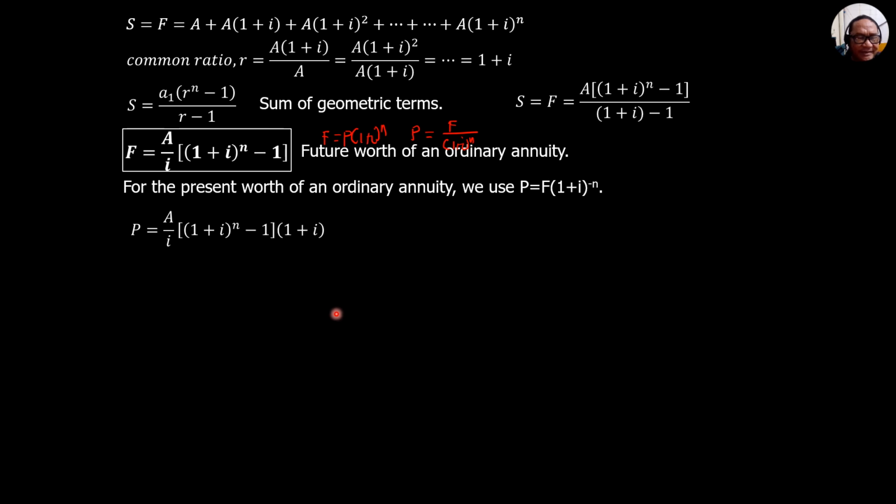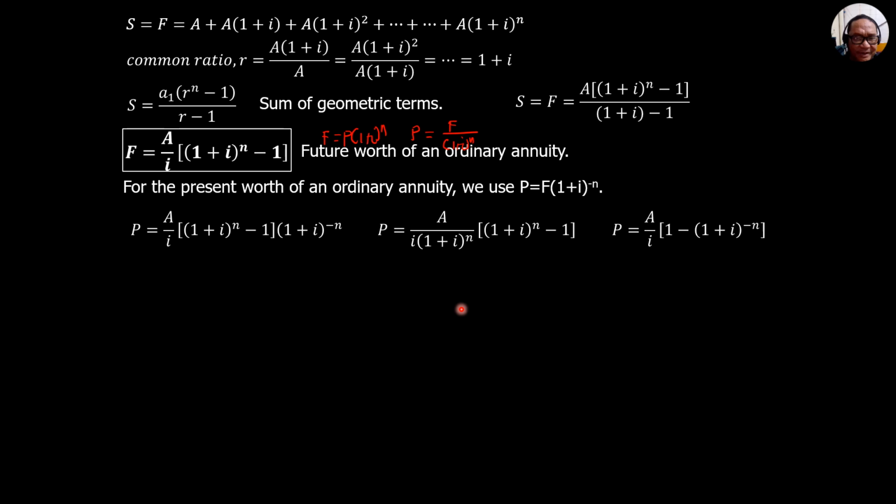So P is A over i, 1 plus i to the n times quantity 1 plus i to the n minus 1, to the negative n. You may memorize that formula. Or the other way to make it compact is we divide the first term by 1 plus i to the n, then minus 1 over 1 plus i to the n. So I rather memorize this case, A over i times quantity 1 minus quantity 1 plus i to the negative n. So that's the formula which I memorized, this one.